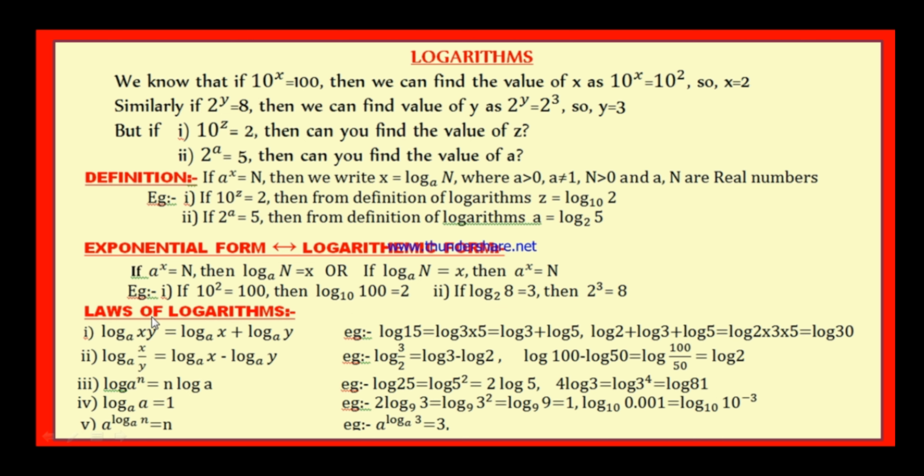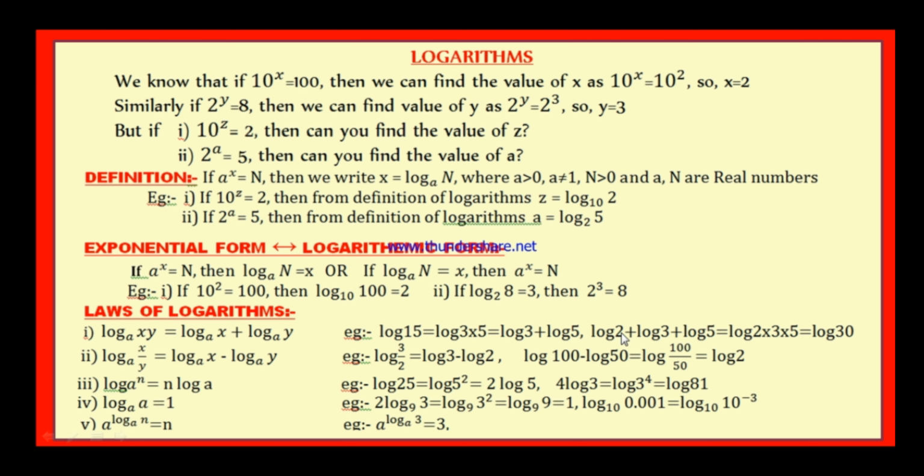The first law is log xy to the base a is equal to log x to the base a plus log y to the base a. For example, if I have given log 15, then this 15 can be written as 3 times 5, that is 3 into 5. Log 3 into 5, this is in the same form, log x into y, which is equal to log 3 plus log 5.